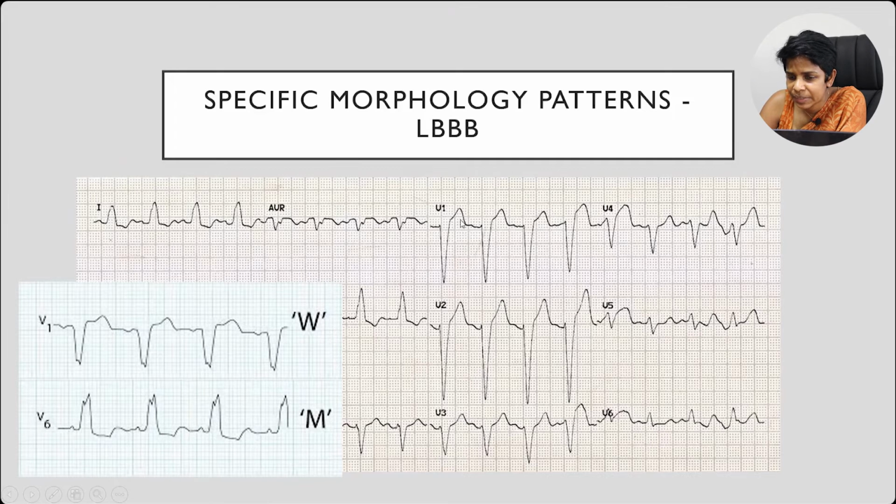And also you should appreciate that ST segment in the leads where the QRS is negative has gone up, but this is actually not definite ST elevation MI. This is due to left bundle branch block, and ST depressions occur in leads where the QRSs are positive.